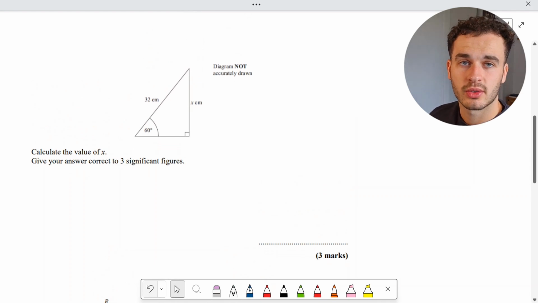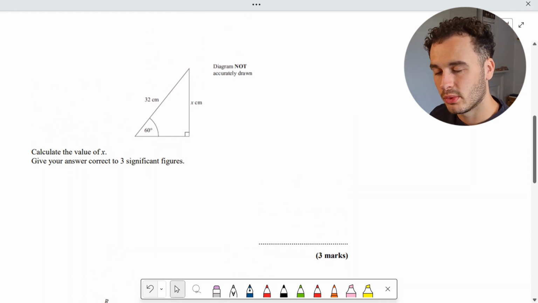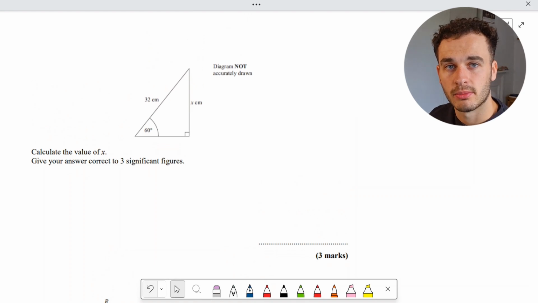Okay, so have a look at this question, see if you can have a go, label the two sides you need, and dive into this question. Pause the video and come back once you've had a go at it.